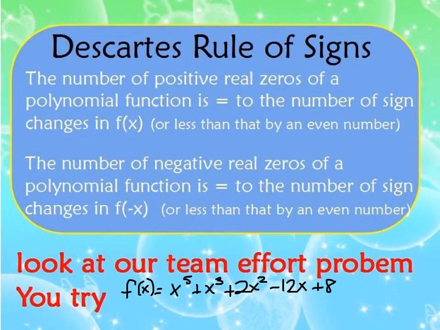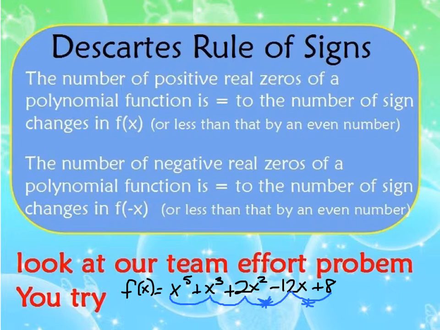All right, so here's the function that we had, and all you're doing is looking at this function left to right and counting how many times your sign flips back and forth from positive to negative. The first term is a positive term. The next term is also positive, so it didn't change. The next term is also positive. Oh, right here, look how it switched. Now it's a negative 12. So right here we had a sign change. And then it went back to positive, so there's another sign change. So we saw two sign changes.